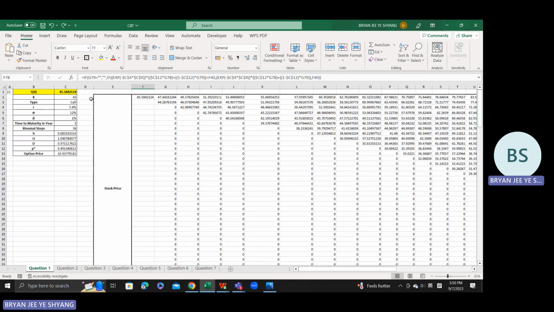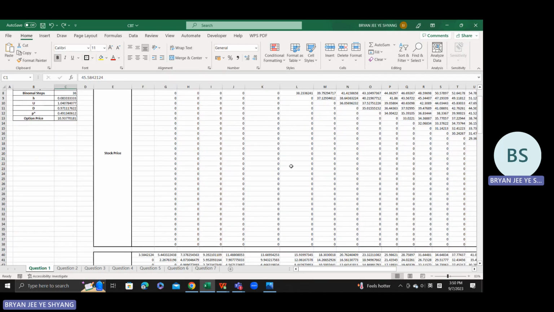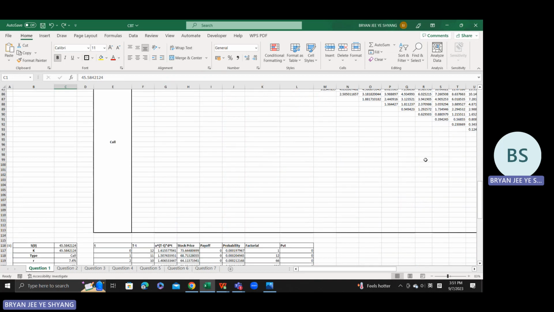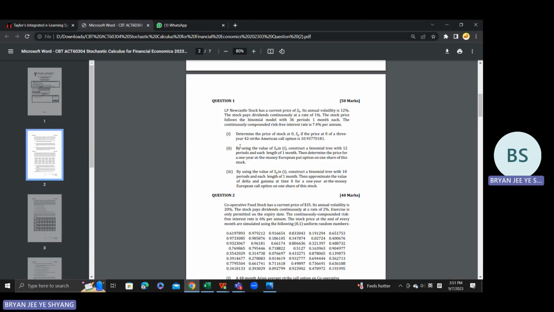After that, we're just using the Gauss-Seidel function, and then we can calculate our stock price is equal to 45.5 at 42124. So let's move to question number 2.